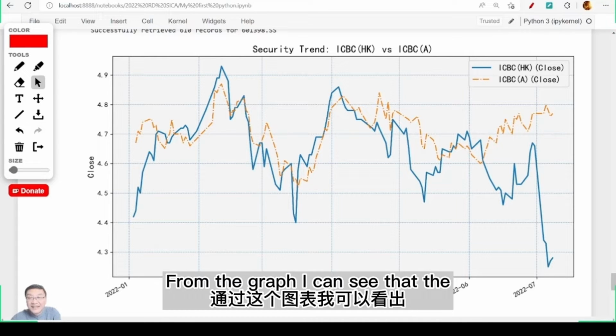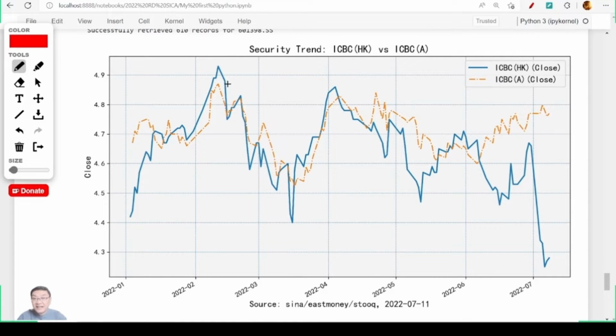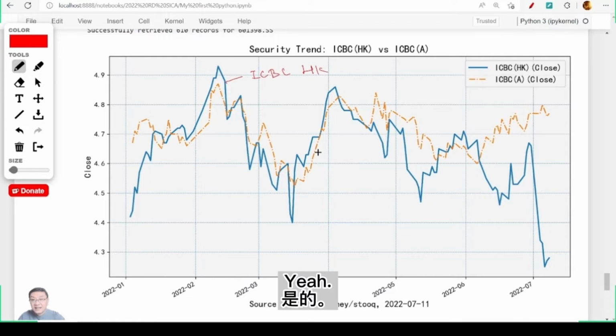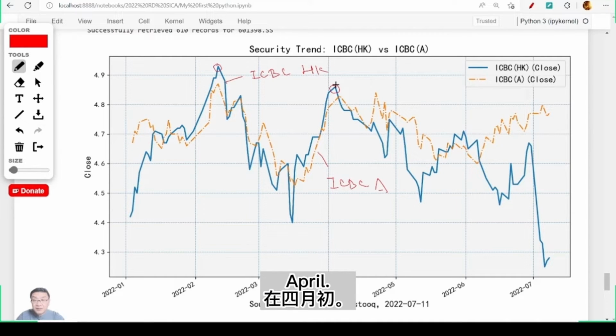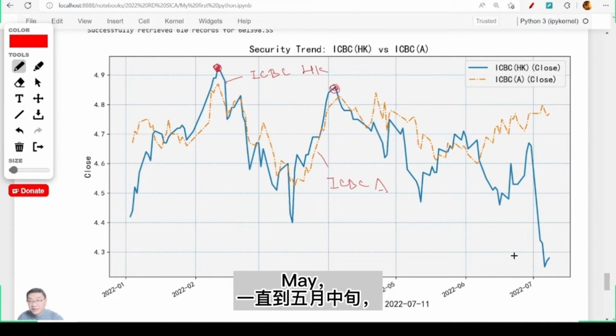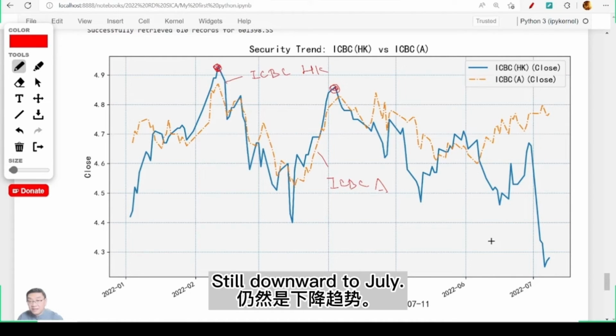From the graph, I can see that the ICBC's trend is upward from January to about the middle of February, and then downward to the middle of March. And the turning point shows at the beginning of April. Then it goes downward to the middle of May, and maybe it's still downward to July. Still downward to July. Yes.